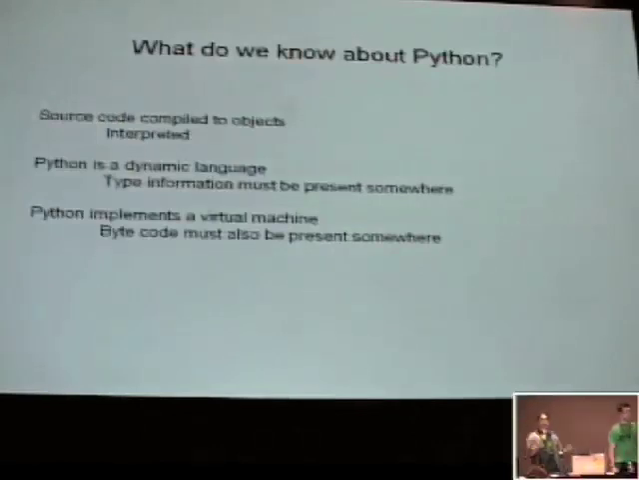So what do we currently know about Python? Well, we know that, with a lot of dynamic languages, people release it in source. We know that it's interpreted. It's probably going to be compiled to a bytecode. It implements its own virtual machine. Since it's dynamic, there's got to be type information somewhere existing during runtime, because that would only make sense.